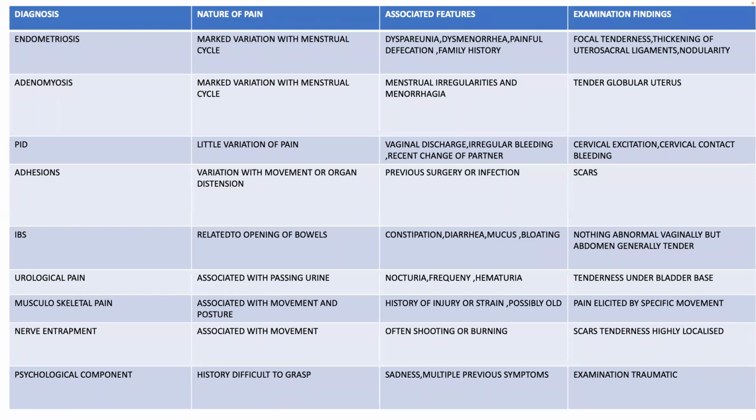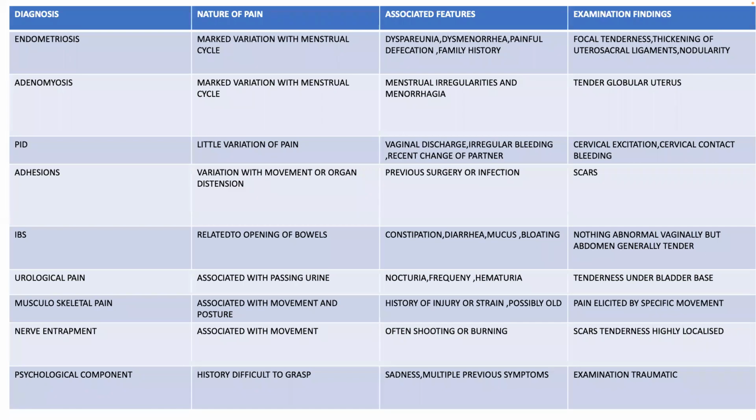So once we are having a patient with this pelvic pain, as we already discussed, she might have endometriosis. In endometriosis, there are a few clues, like the nature of the pain. There will be variation with the menstrual cycle, and then dyspareunia, dysmenorrhea, painful defecation, and there can be a family history. Then on examination you can find local tenderness, thickening of uterosacral ligaments, nodularity. If your diagnosis is adenomyosis, then of course there will be marked variation with the menstrual cycle. There will be irregularity and menorrhagia, and the uterus will be big, globular, tender.